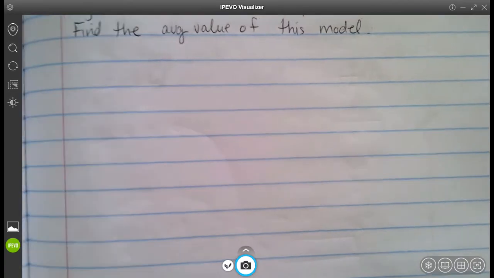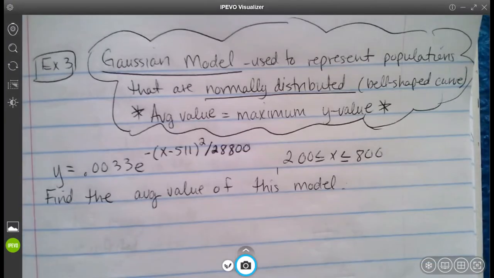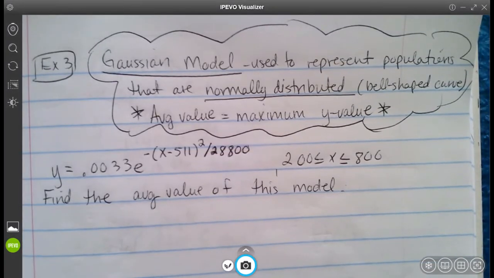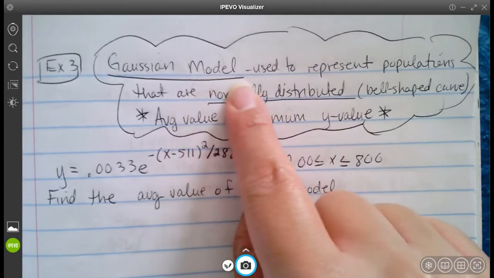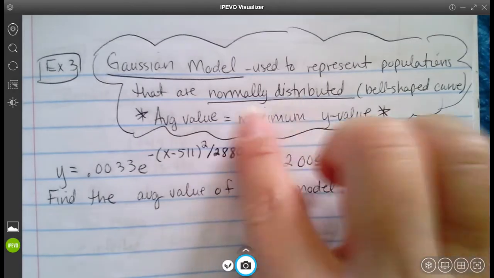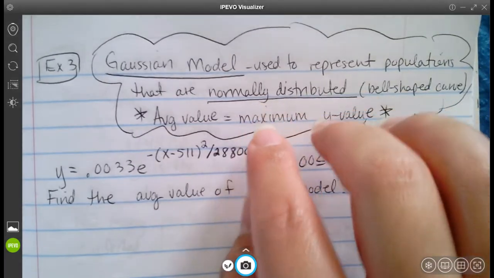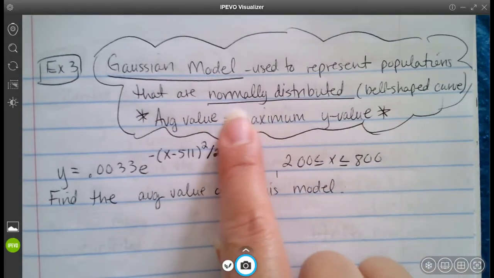Moving on. We have this interesting problem here. This is example number 3, and it's based off of a Gaussian model. Just really quickly, I have a side note here that these models are used to represent populations that are normally distributed. Normally distributed is kind of a statistics thing, so I'm just going to give you the super quick background for that.